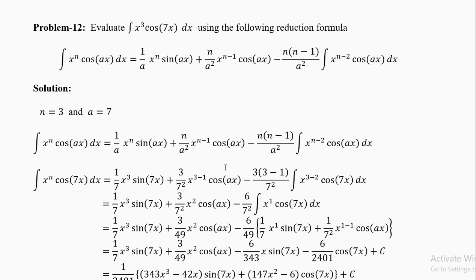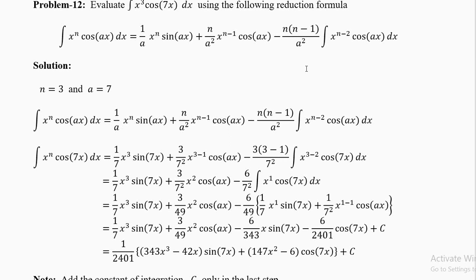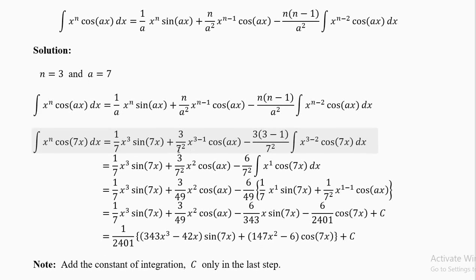Now let's do this question more carefully. X power 3 cos 7x. The reduction formula is the same. Two terms are without integration. There is only one integration term here, and we'll see what it is. N equal to 3, a equal to 7. You have 1 over a x power n sine ax, first term, which is 1 over 7 x cube sine 7x.